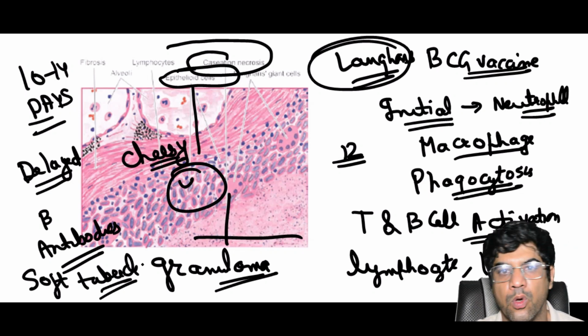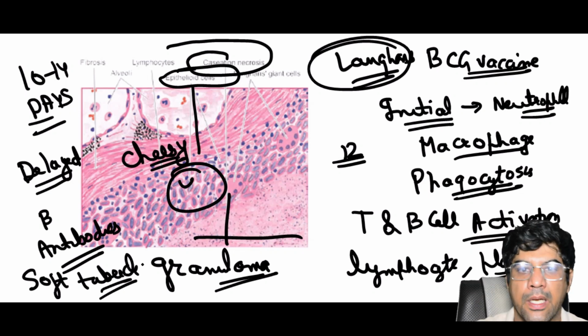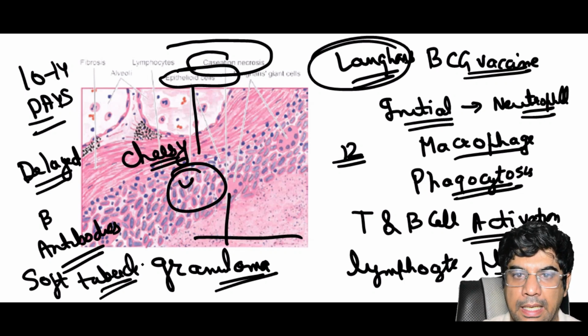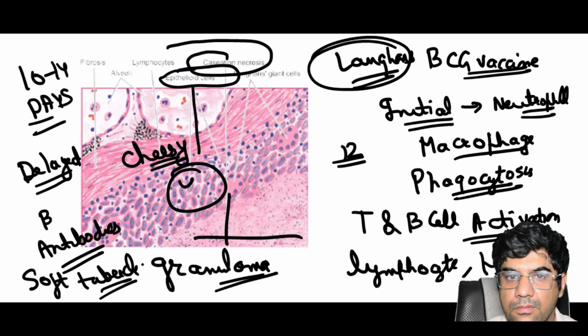So what happens to granuloma over time? Remember, it liquefies, forms sinuses. It can enlarge with fibrosis or undergo calcification.